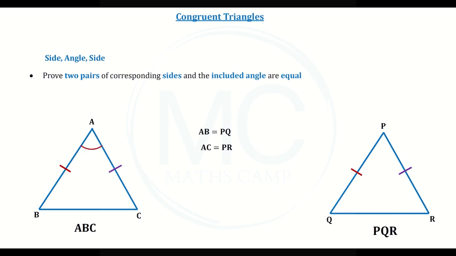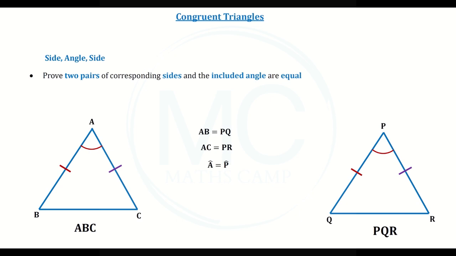In triangle PQR, we have just used sides PQ and PR. So angle P is the included angle. Let's mark this angle in red as well. To use this method, we need to prove that angle A is equal to angle P.